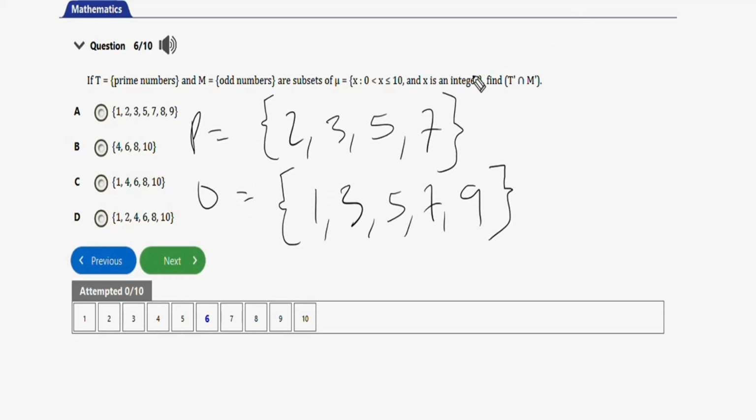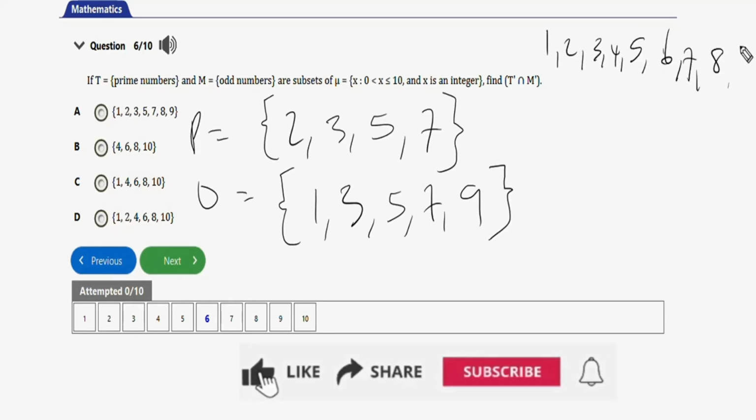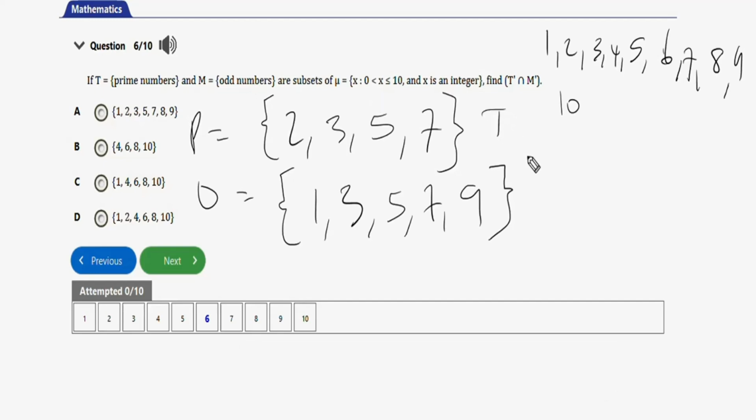Remember we have the universal set to be values from 1 to 10: 1, 2, 3, 4, 5, 6, 7, 8, 9, and 10. Remember T is prime numbers from the question. T equals prime numbers and M equals odd numbers.